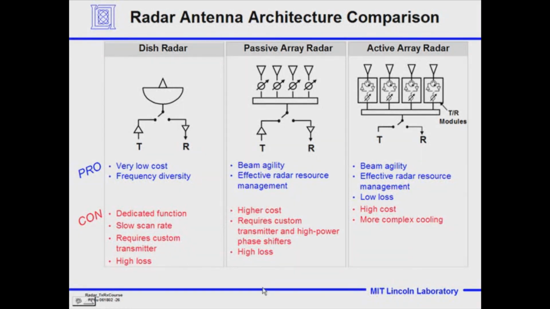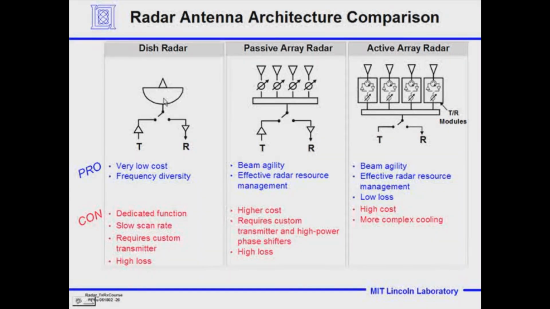Okay. Now, what are the attributes of this system? You've got your beam agility, so you can move your beam around quite fast, and you can effectively manage your radar resources, an attribute of having the good beam agility, the superb beam agility. These are higher cost. You've got that whole microwave feed structure here still, and we've got the high cost of the transmitter and a complex feed system.